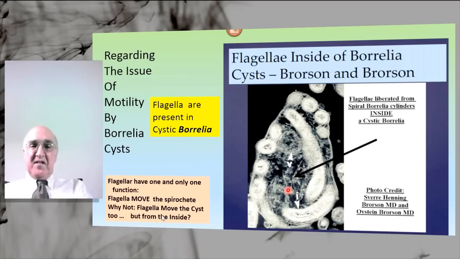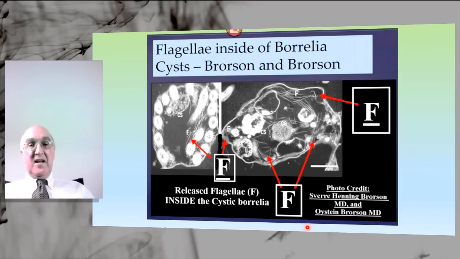They're still flagellae. They're still alive and they're still viable. And if they're alive, perhaps they can do their one and one only function, that is to move the spirochete. So why not have flagellae move the cyst too, but from the inside? Flagellae inside a Borrelia cyst. And another picture of Borrelia cyst. Here are the cylindrical forms. Here are the flagellae forms, the little motors, the outboard motors.